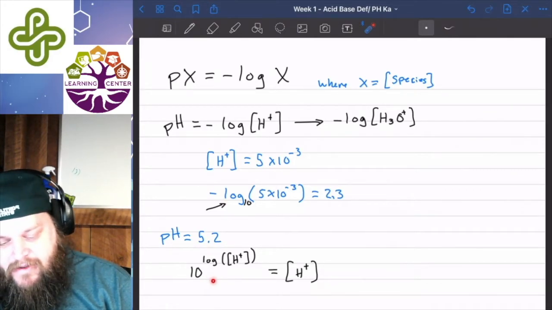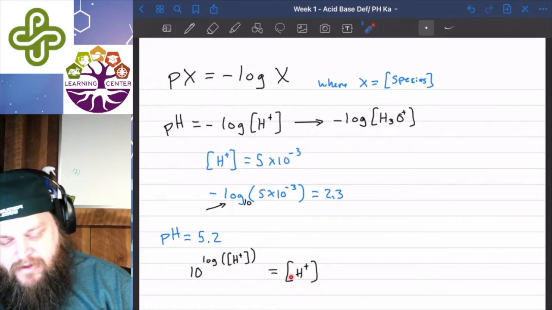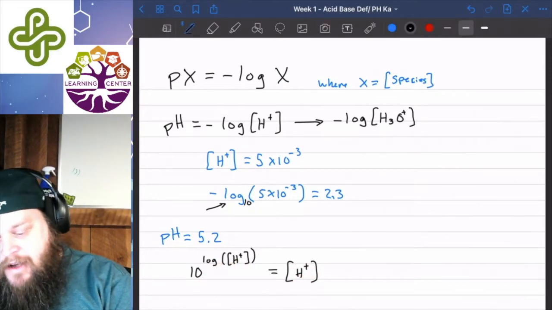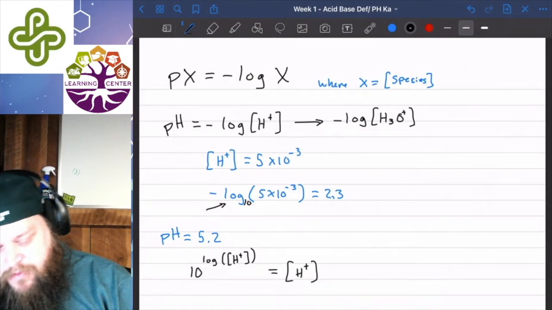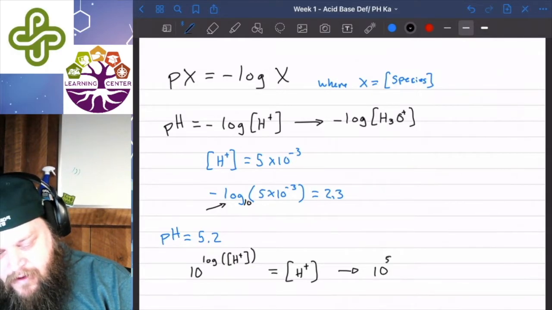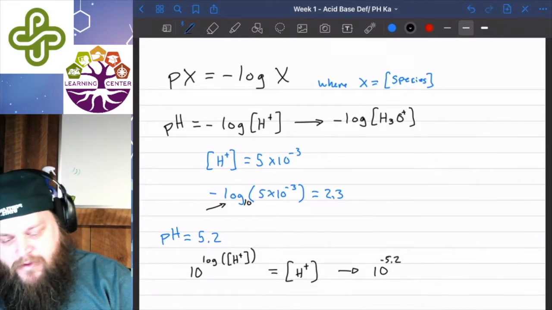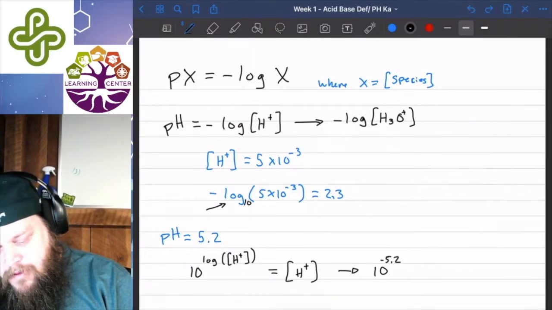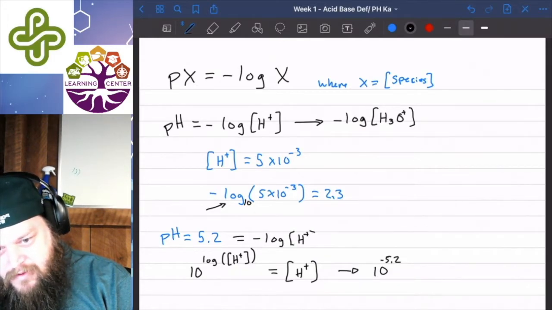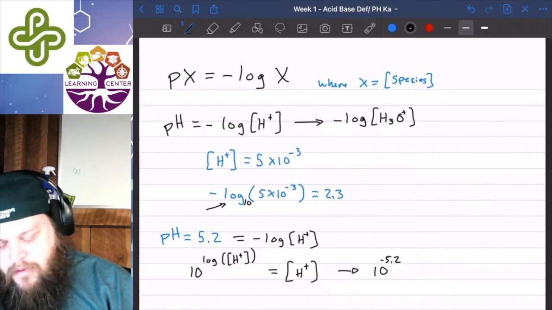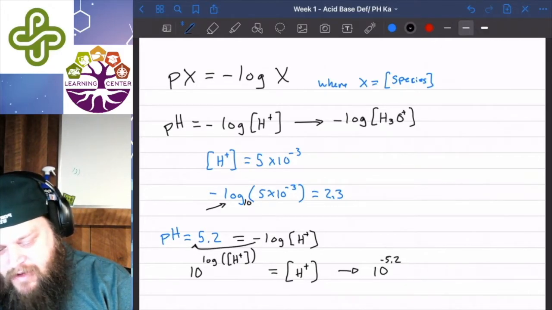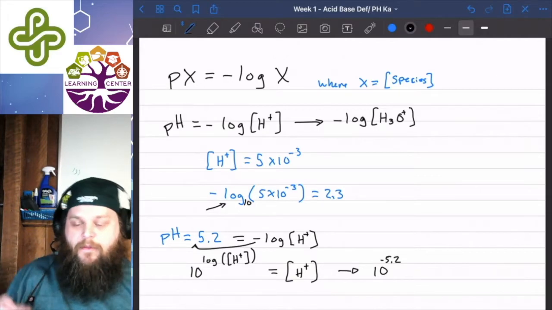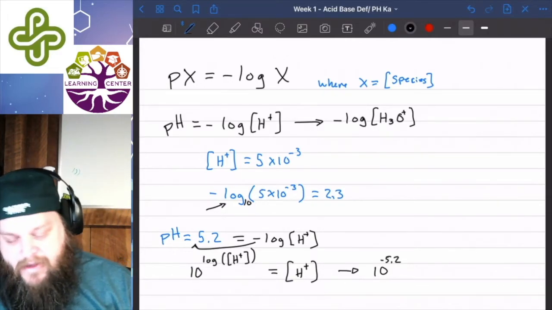So if I take this log to this power, this is just equal to the concentration of H plus. I need to do it to both sides of my equation. So that means I'm also going to take 10 to the power of negative 5.2. So we move this negative over to the other side. So if I say this is equal to log concentration of H plus, I'm moving this negative over to the other side, and I'm taking both sides and making them the exponent under the base of 10.